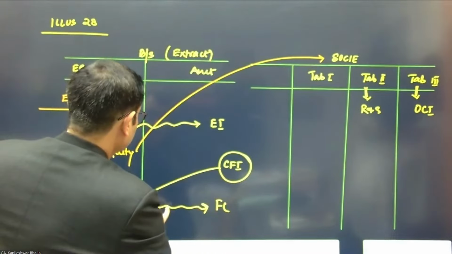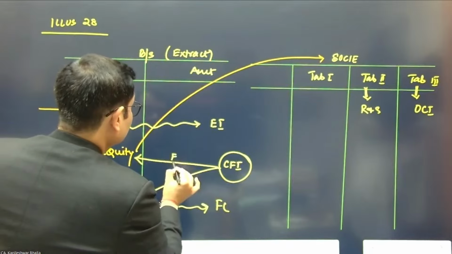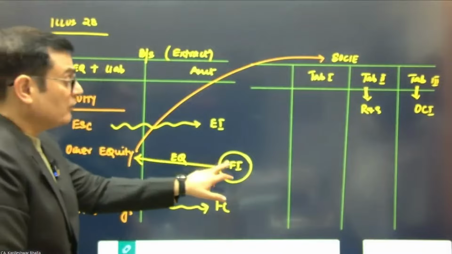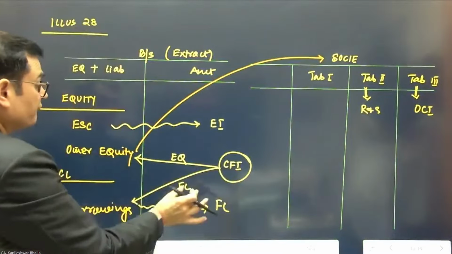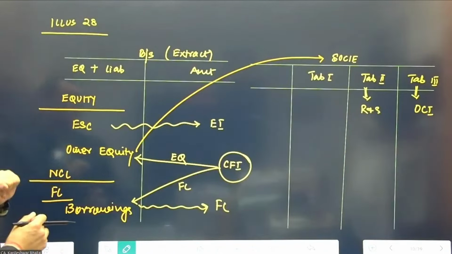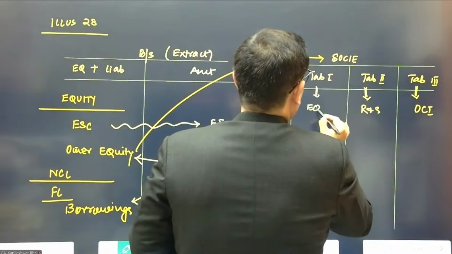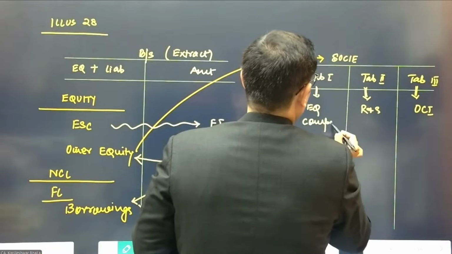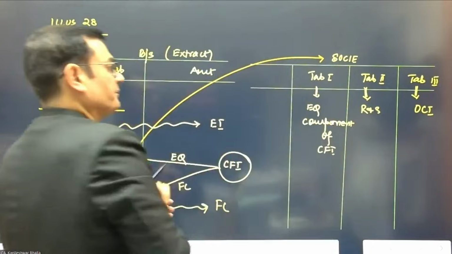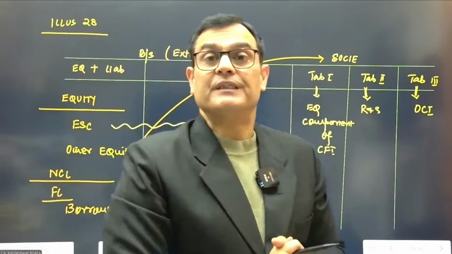the financial liability element enters here, and the equity element enters in other equity. The equity component, after you've done the split accounting: the financial liability element goes in borrowings and the equity element is in other equity. And this is what is called the equity component of CFI. That's tab 1. This is called equity component of compound financial instrument. I hope you got the picture very clear. So this is how we're looking at the presentation of the instrument.